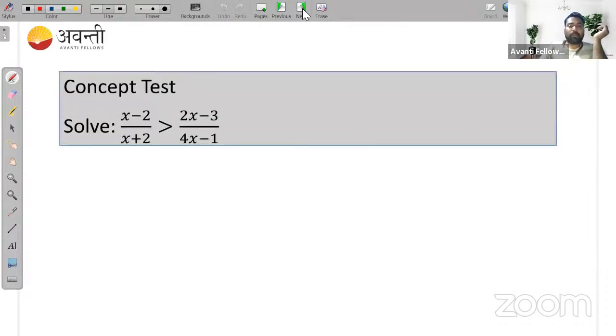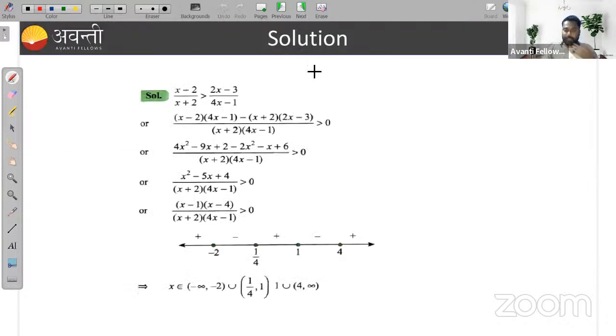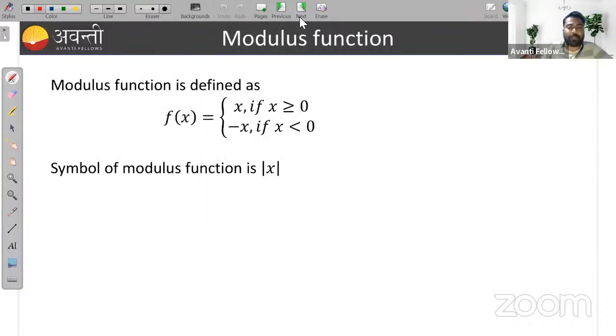Now you can try this question in your room also. Take it as your homework because we have less time. Then move to the next one, here also you have the solution. You can solve it easily by the previous way by using the Wavy curve method. Okay. Now we'll see what is modulus function.